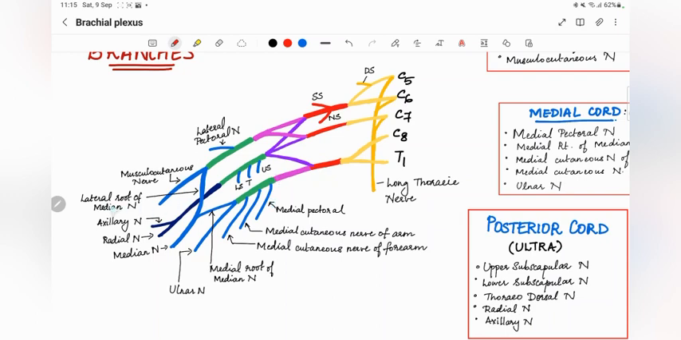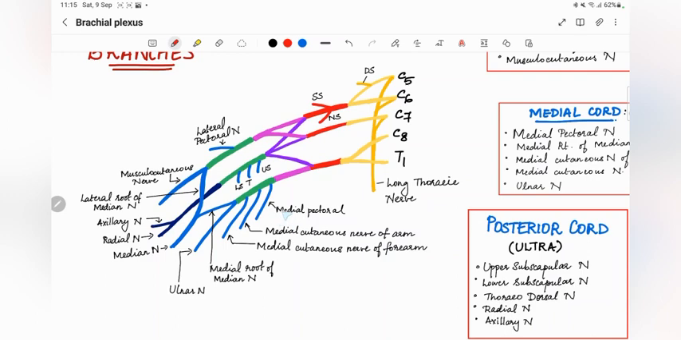Then we talked about the lateral root of the median nerve. Similarly, we also need a medial root of the median nerve. So, from the medial cord arises the medial root of the median nerve. So, 2 M's are over, we need 2 more M's. The other 2 M's are the medial cutaneous nerve of the arm and the medial cutaneous nerve of the forearm.